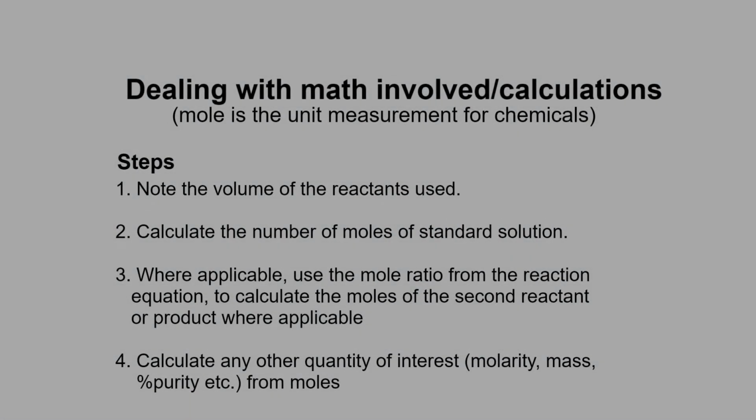After recording your results, calculate the average volume of the reactants used. The average is calculated using the closest values. If not stated, the first experiment is always a trial run. Then, calculate the moles of the standard reactant whose concentration is known, then use the mole ratio from the reaction equation to calculate the moles of the unknown reactant, or product where applicable.